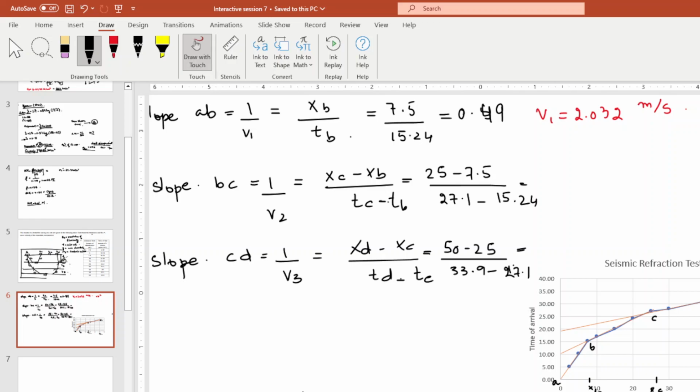Yes, this is 7.5 and this is 25. This is 50. This is 25.